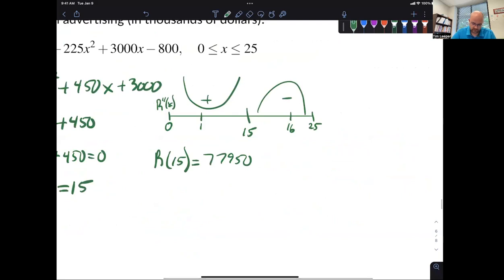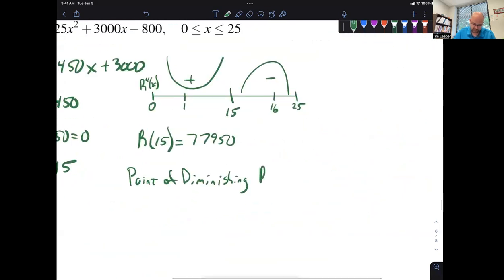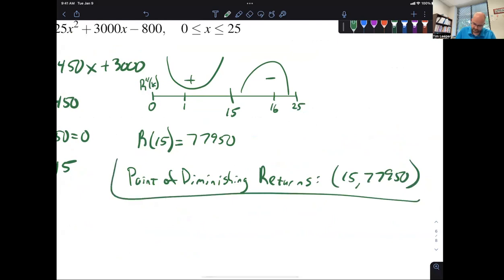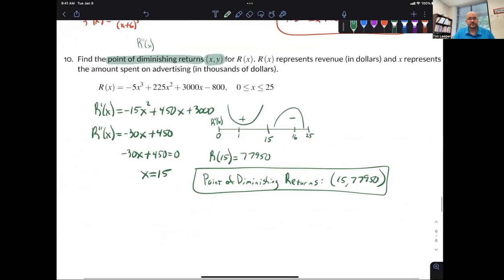So the point of diminishing returns is the coordinate (15, 77,950). And there we go. That is question 10 on exam 3 review. Have fun.